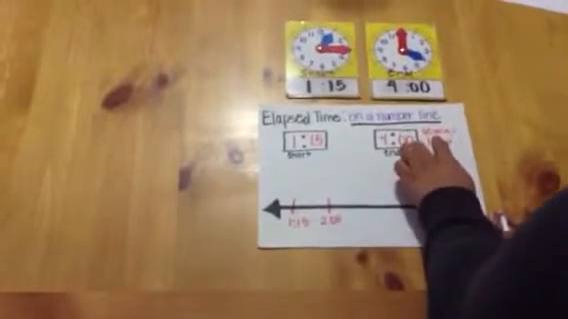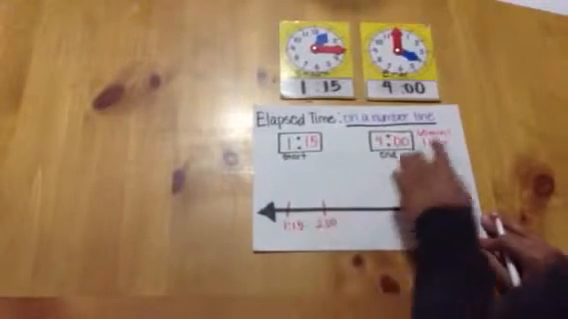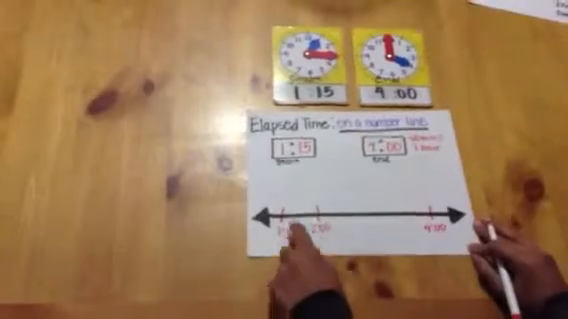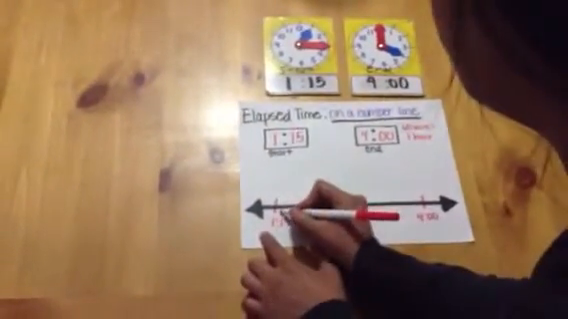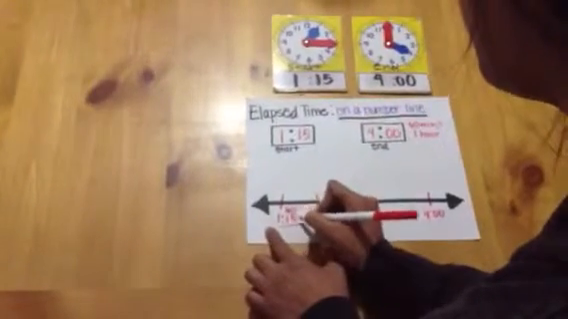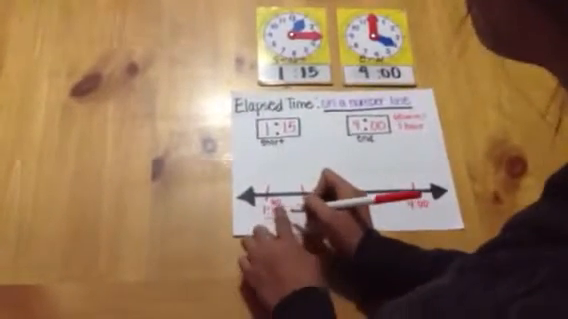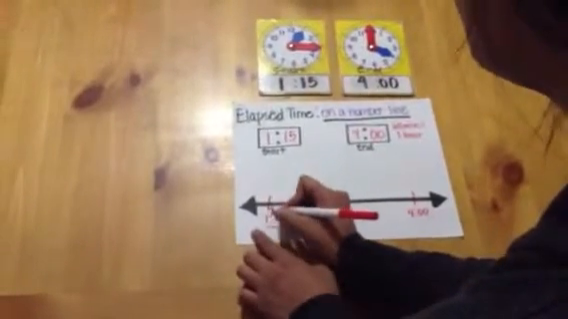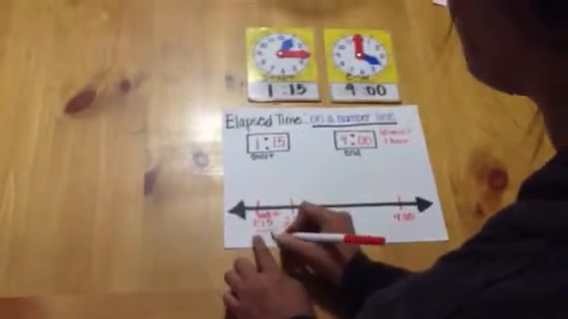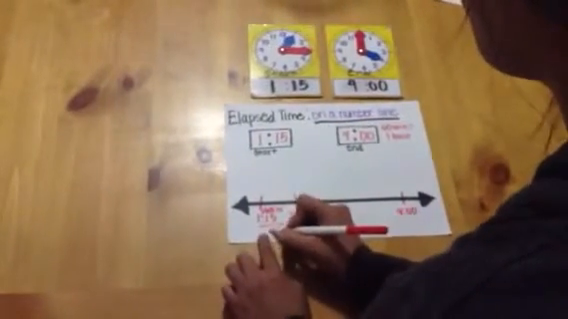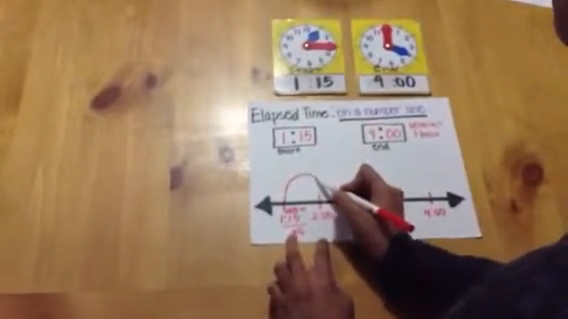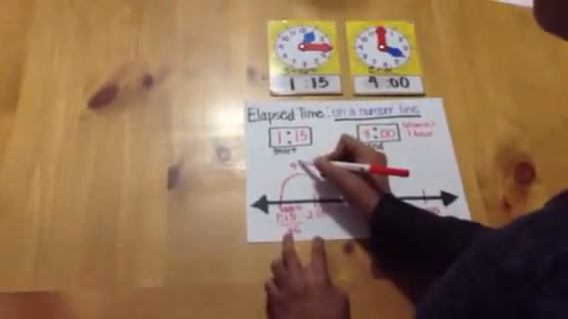Since we're regrouping from 60, we know that we're going to take that 60 and subtract the 15 minutes that are on our starting time. We can't take 5 from 0, so we're going to have to borrow from our tens place. 6 turns into 5, 0 turns into 10. 10 minus 5 is 5. 5 minus 1 is 4. Between 1:15 and 2 o'clock, 45 minutes elapsed.